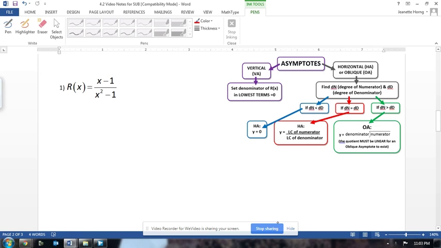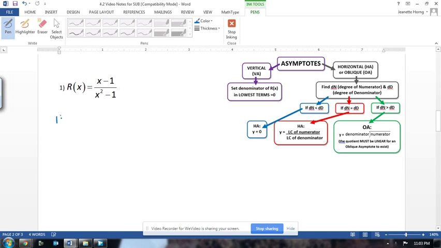So let's go ahead and do this example. We have r of x equals (x minus 1) over (x squared minus 1). So we're going to find all of the information for this function. It's going to go in the same order. It's just a different equation, so you'll see different results.